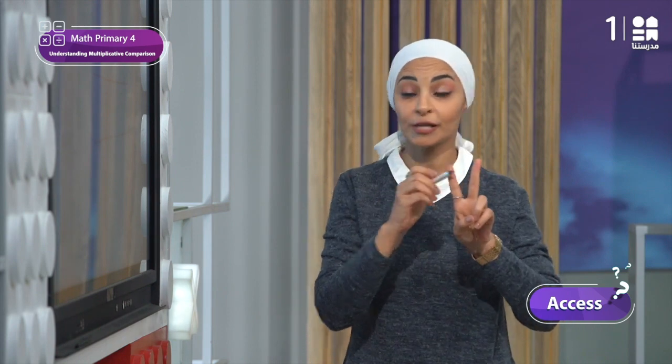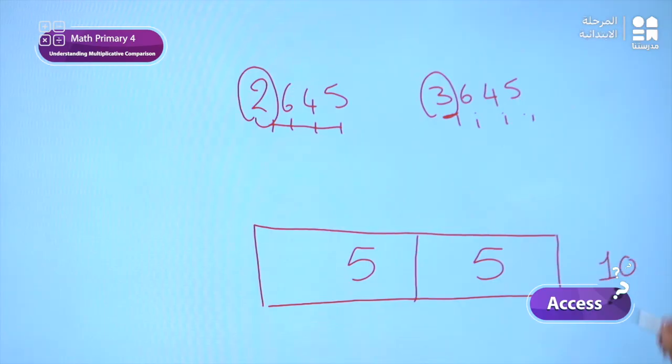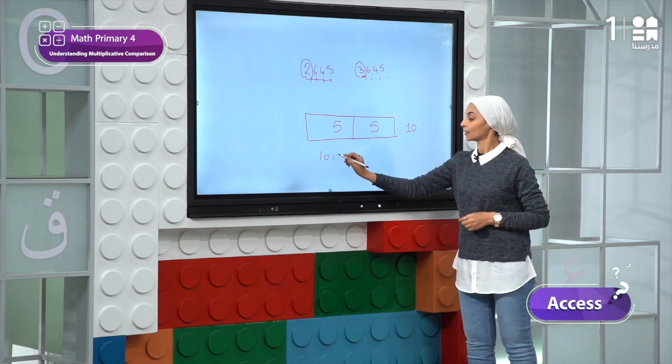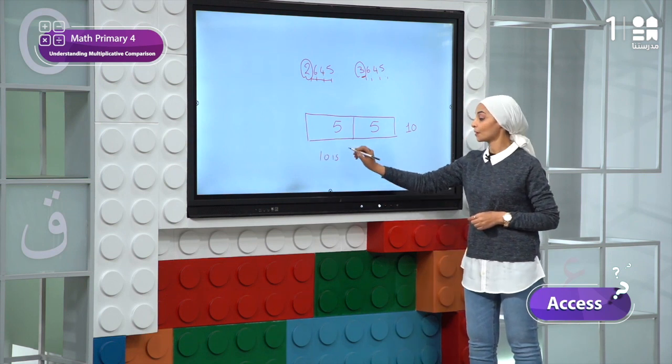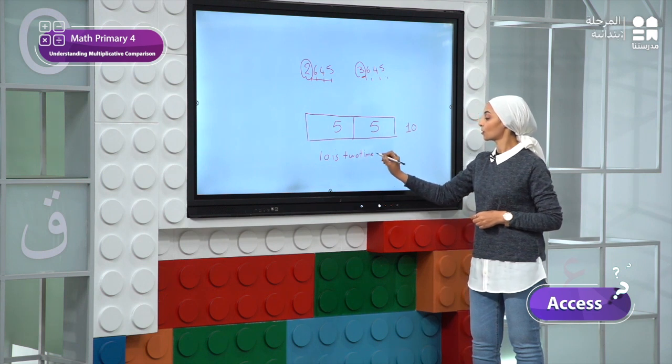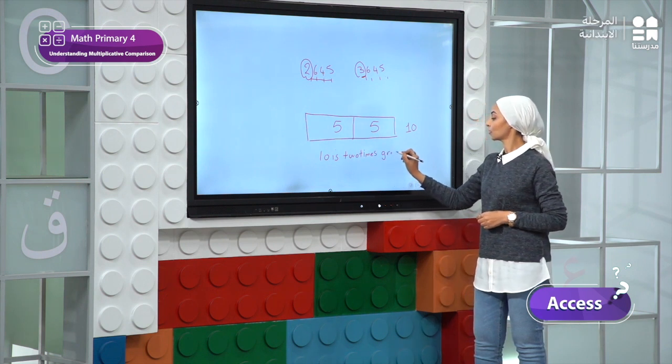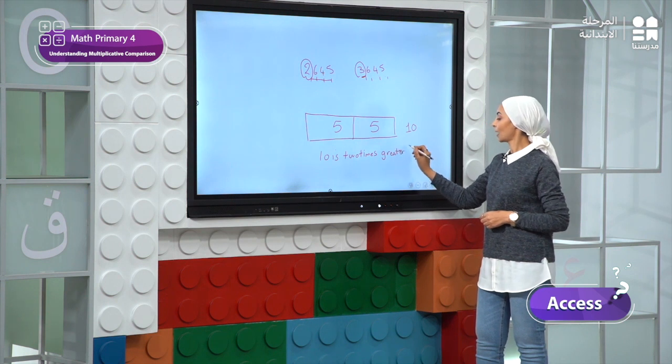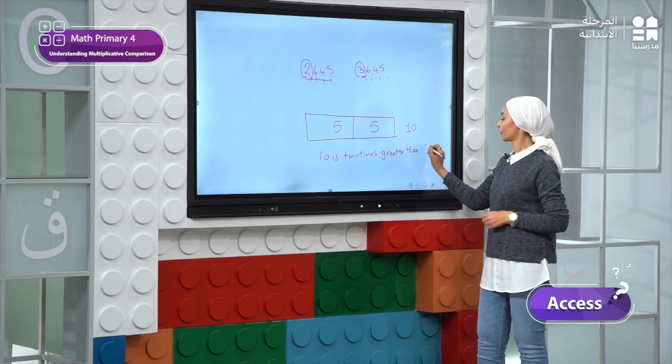The sum of the two 5. يعني 5 و 5 هيدوني كام؟ Yes, 10. Sum of 5 is 10. So I can say that 10 is 2 times greater than 5. So let's write 10 is 2 times greater than 5.